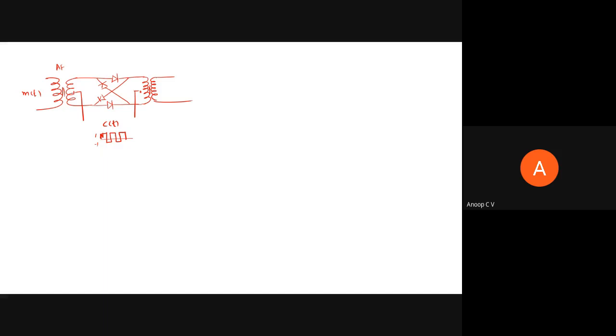Now we are giving messages. Initially, for you to appreciate the working, we'll consider that we have not given the message signal. If the message signal is not given, during the positive half cycle of c(t), diode D1 and diode D2 will be on. I can show the polarity here: this is plus and this is minus during the positive half cycle. So during the positive half cycle, D1 and D2 are on.